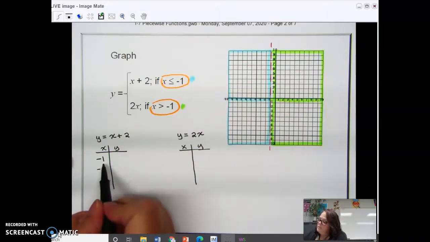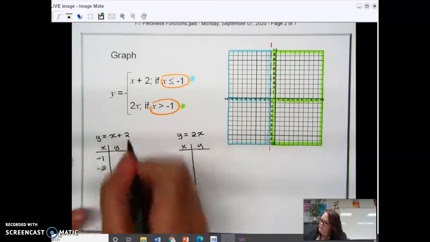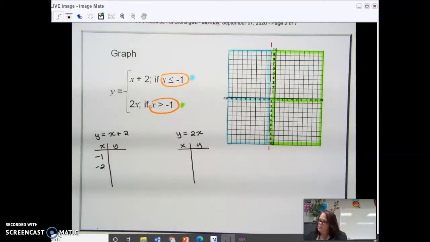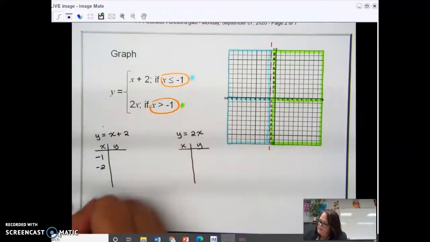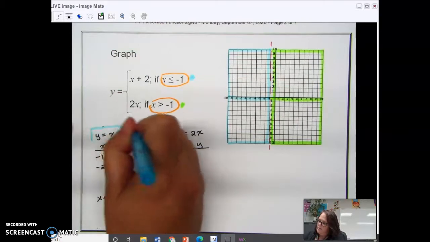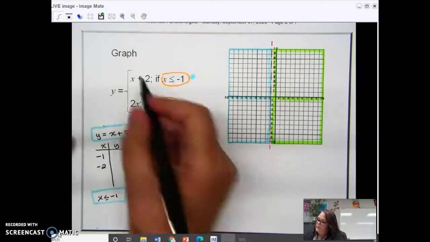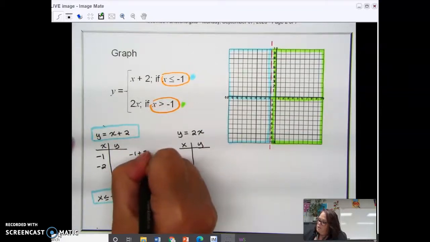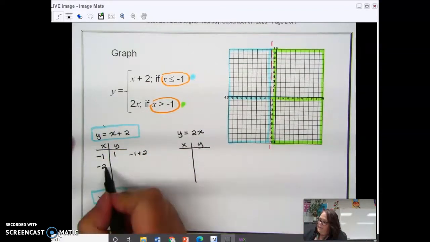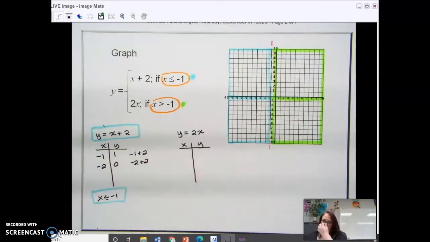So if I substitute into the equation, we get this equation right here. Again, this is going to be my equation for x less than or equal to -1. This one is talking about the blue domain. Okay. So at -1, we get -1 plus 2, which is 1. And at -2, we get -2 plus 2, which is 0.